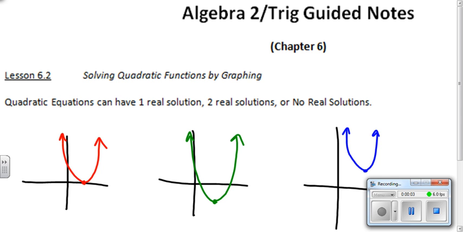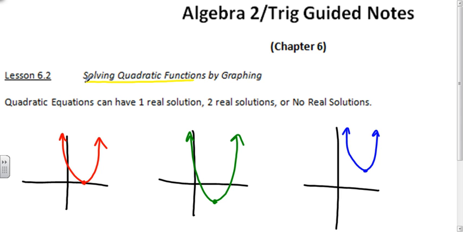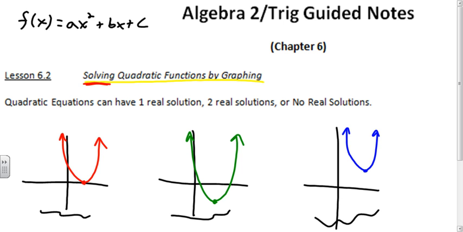Okay, lesson 6.2 is all about solving quadratic functions by graphing. Remember, anytime that we are solving, we're trying to find a solution, or where we can make the function correct. So normally we're given a function in standard form. So we have our f of x equals ax squared plus bx plus c, and we would graph that to look like one of these graphs down here. And we know how to do that from 6.1.